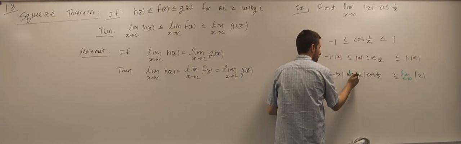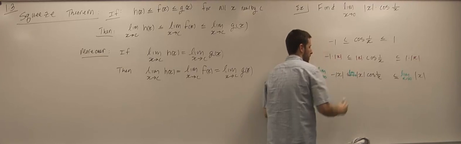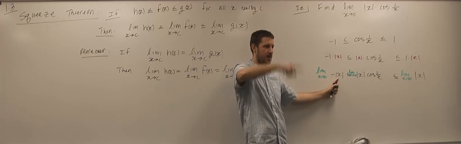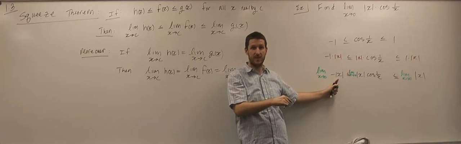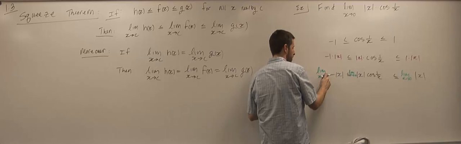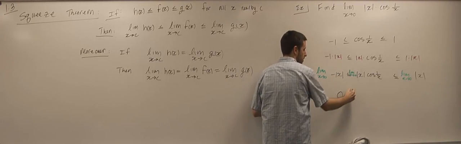And so in the middle, I have no idea what that is yet. But on the outside, I know the limit as x goes to 0 of absolute value x, that's a V. What happens as x goes to 0? 0. It's actually a downward V, right, because it's negative. But it doesn't matter, you can just plug in 0. If there's no 0 over 0 indeterminate form, there's no problem. If you plug in 0, you get 0.